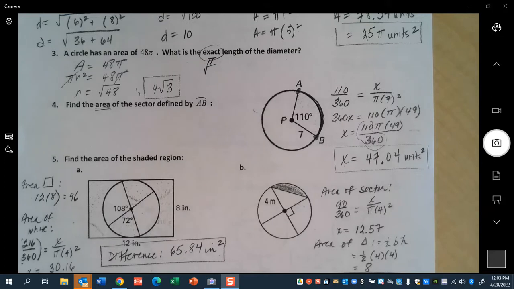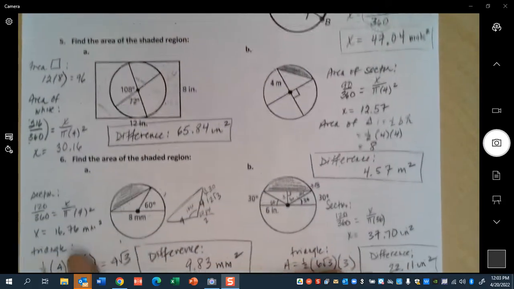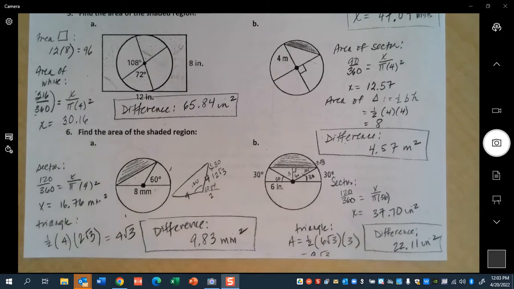When I go to find this area of the sector, I have this many parts out of this many wholes. So this piece of the pie represents 11/36 of the whole. So here's my 11/36 and 49 pi. Pi r squared is the whole. I do my best to break down all my calculations.